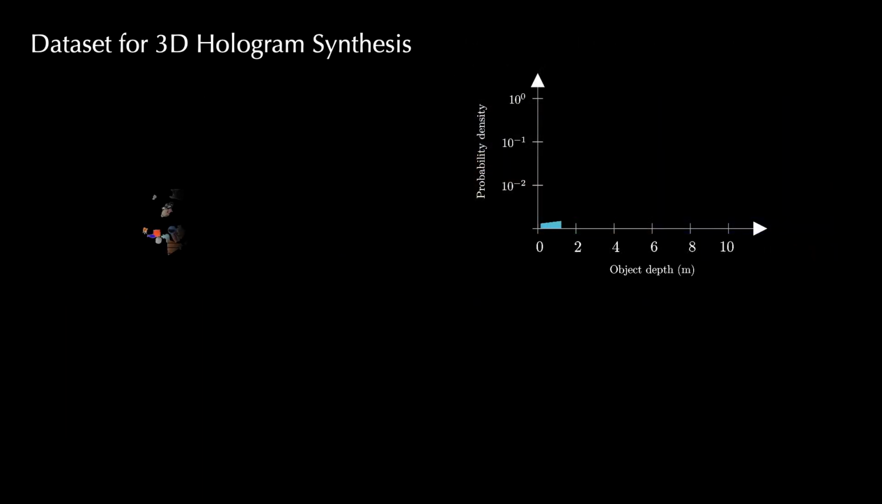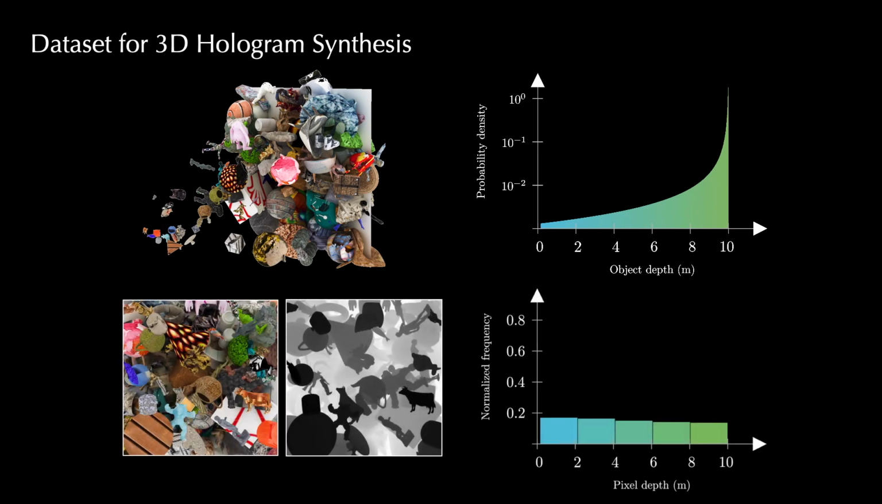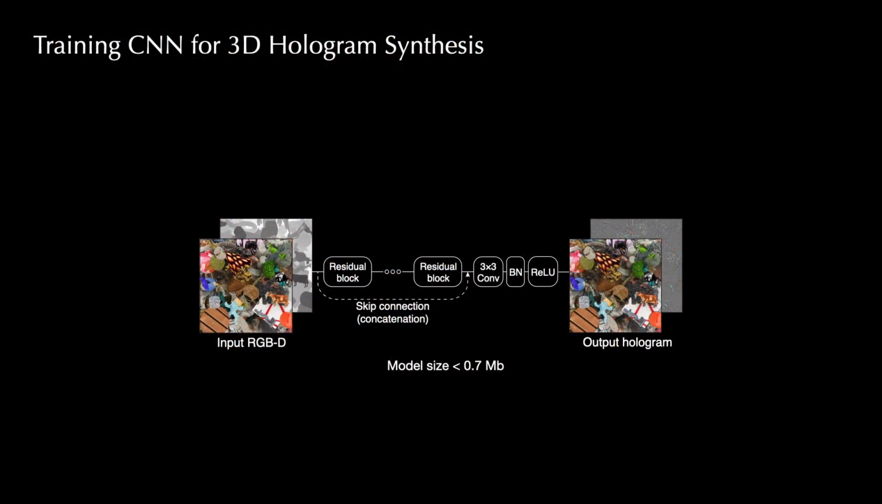In particular, we derived a closed-form distribution for arranging meshes such that the pixel depth is statistically uniform. Altogether, we rendered 4,000 RGBD and hologram pairs to introduce the first large-scale 3D hologram dataset, the MIT CGH4K. We use a simple, fully convolutional neural network consisting of only residual blocks and a skip connection. The model has a memory footprint of less than 1 megabyte and can easily run on mobile devices.